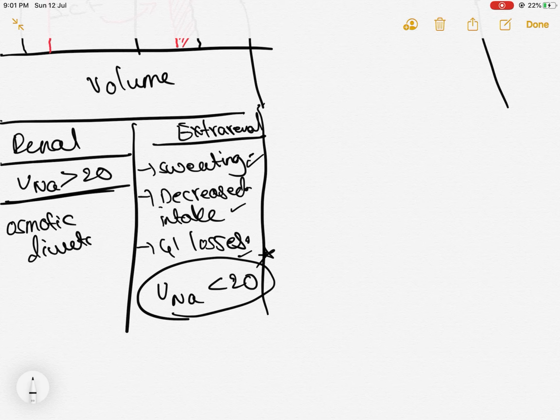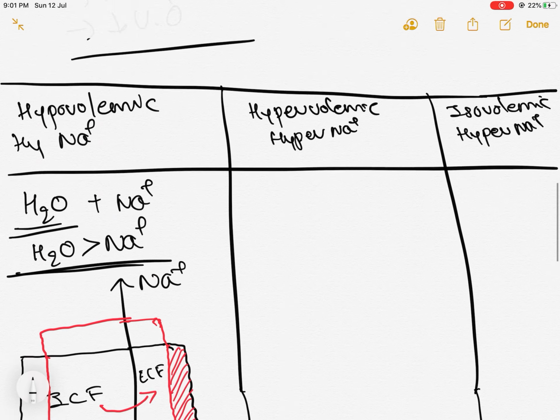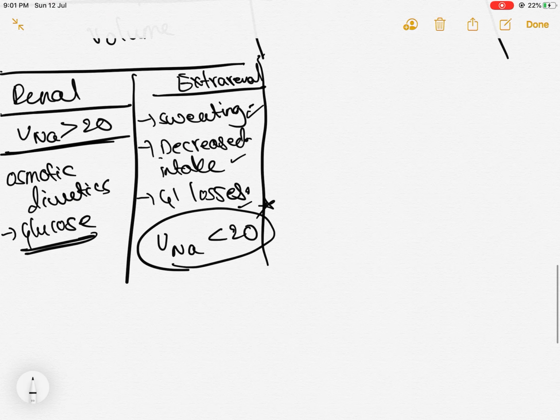Osmotic diuresis means there is some substance which is present in the urine which is attracting more and more water. The substance could be glucose, that is in diabetic ketoacidosis you get hypovolemic hypernatremia because of osmotic diuresis, that is the glucose which is excreted in the urine, along with it takes a lot of water. So that is osmotic diuresis. Also mannitol is another reason which causes osmotic diuresis.